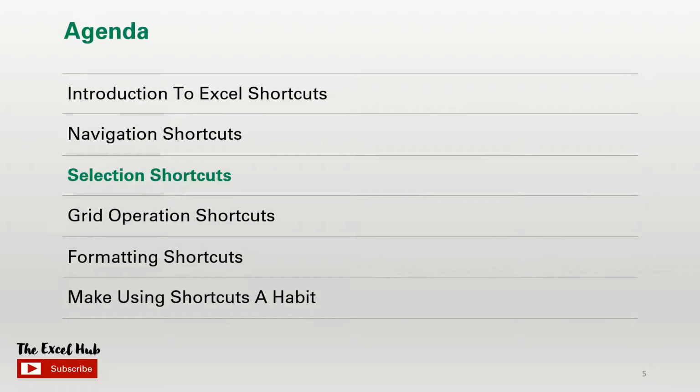Hi everyone, and welcome to part 3 of our Excel shortcuts series. In the previous video, we looked at navigation shortcuts to help you navigate Excel more efficiently. Today, we'll be looking at selection shortcuts, which involve selecting cells, columns, and rows in Excel.